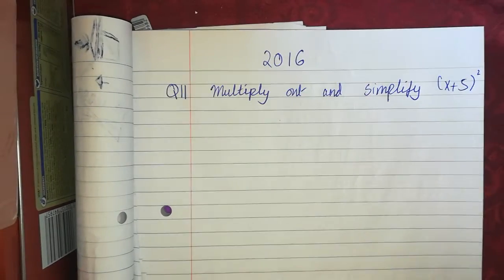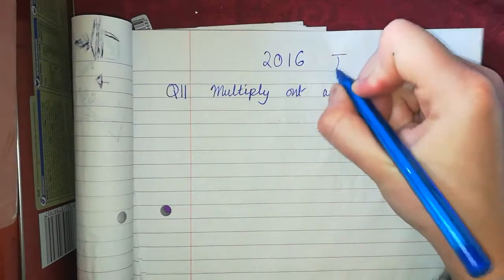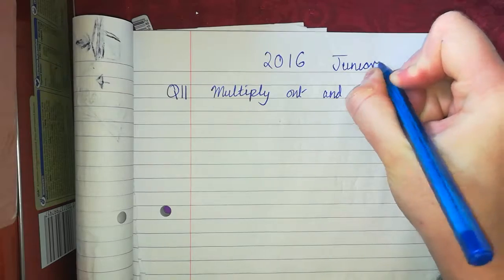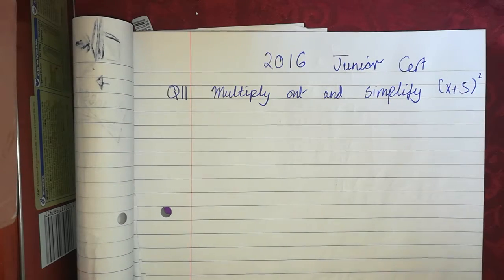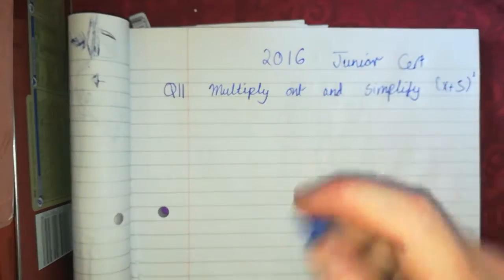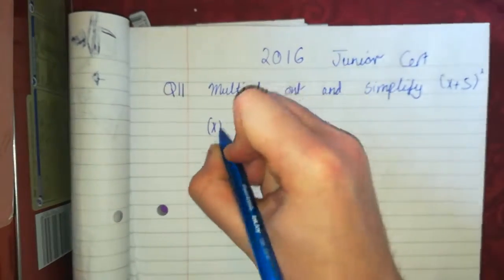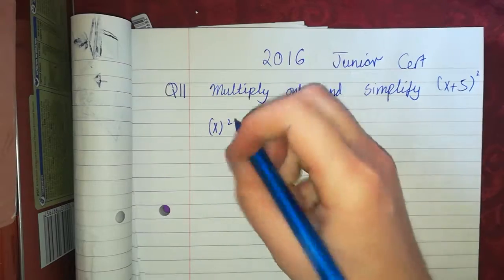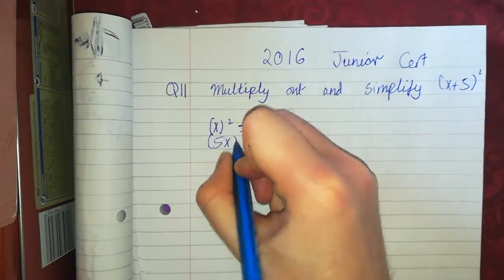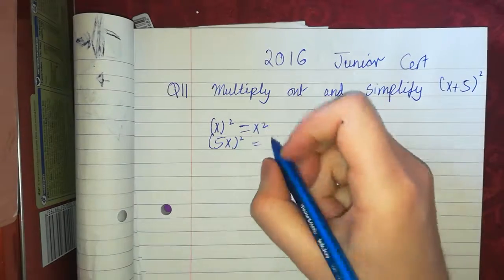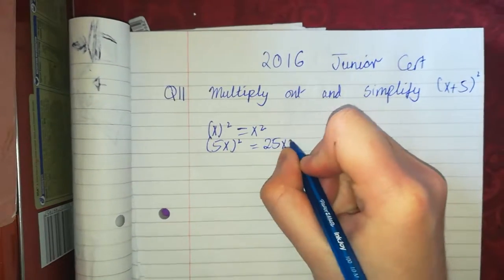So here we're asked to, it's a 2016 junior cert higher level paper. We're asked to multiply it and simplify this. Say if we just had x and we wanted to square it, we just put a square on the x, so that would be just x squared. And say if we just had 5x and we wanted to square that, we square the 5, which is 25, and square the x, which is x squared.